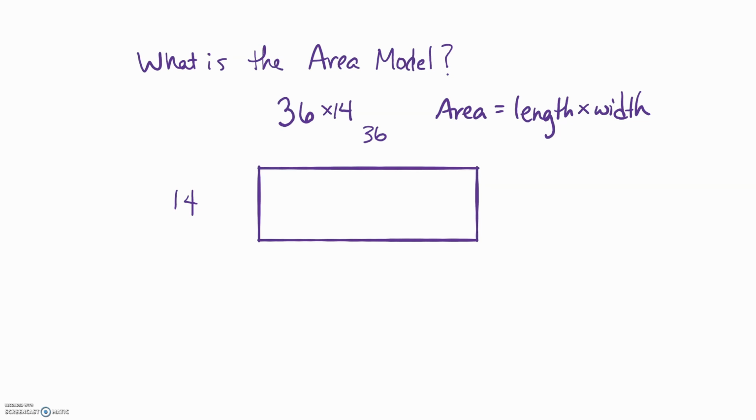We can split the 36 up. We can expand it using its place values, 30 plus 6. And we can expand the 14 using its place values to 10 plus 4. And then if we split our rectangle up similarly, so that instead of a 36 long rectangle, we have a 30 plus 6 long rectangle. Same rectangle, but we look at it just a little bit differently. And for the other dimension, 10 plus 4.